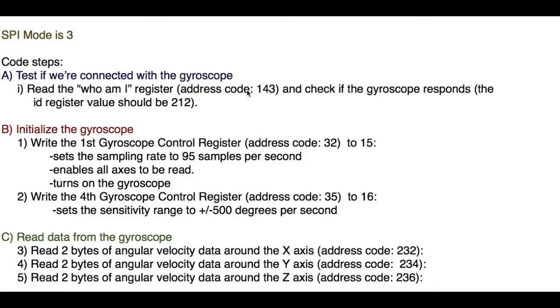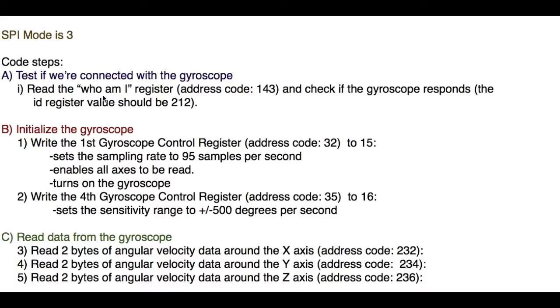Okay, so I listed out the steps that we're going to be using to actually collect data from the gyroscope. Again, the first thing we want to take into consideration is that we want to set the SPI mode to 3. And after that, what we want to do is double check if we're actually communicating with the gyroscope correctly. So part A is testing we're connected with the gyroscope.